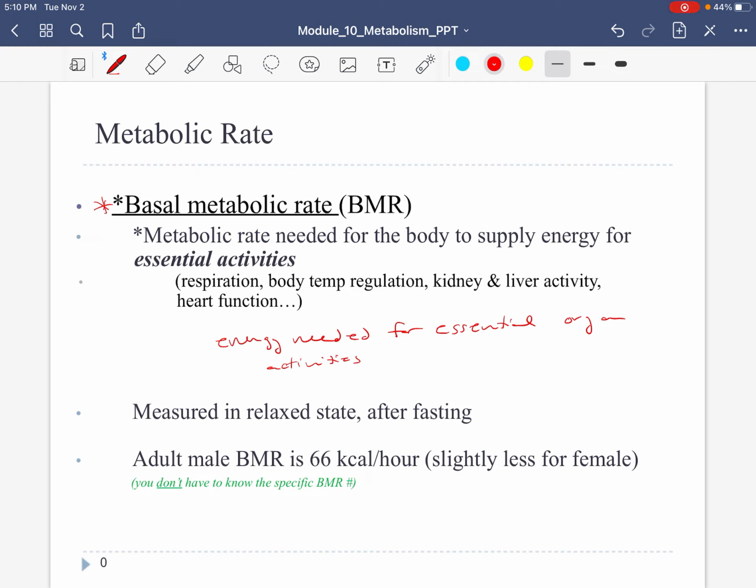And I'm going to say organ activities. Energy needed for essential organ activities. Basal metabolic rate means this is the amount of energy that you need if you're sitting on the couch all day doing nothing. Not that you would ever do that. My point is, even if you don't do anything, even if you don't walk, you're still burning calories. Your body still needs energy because your organs are working.